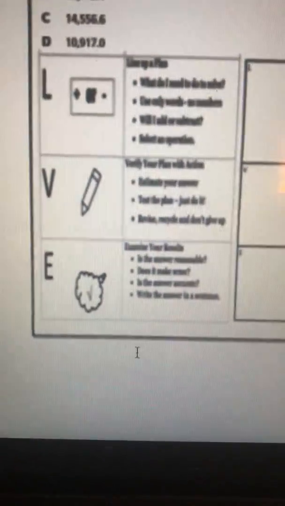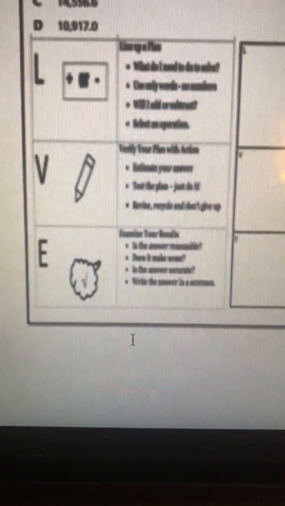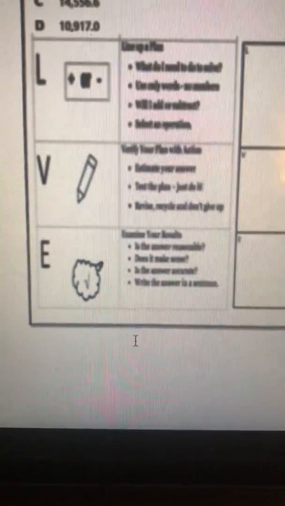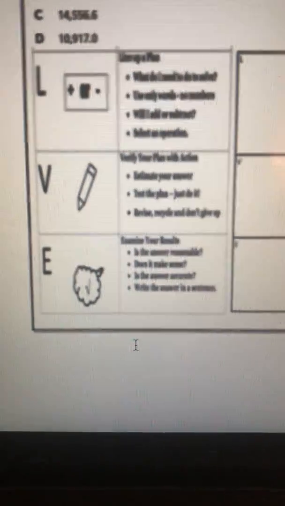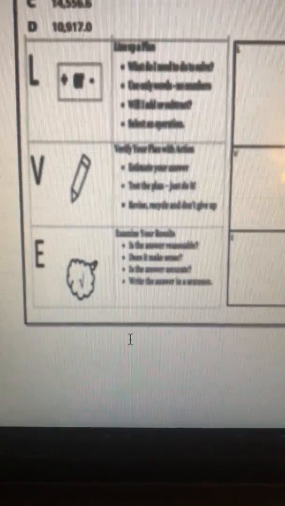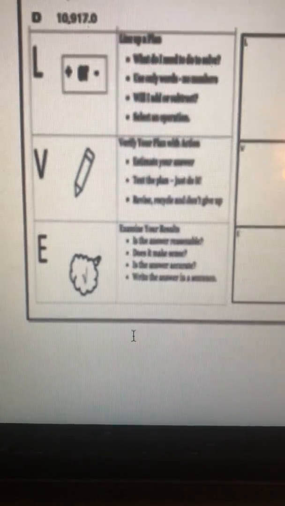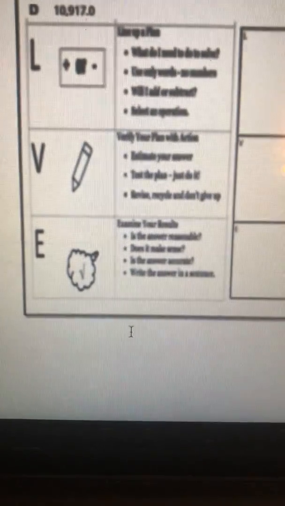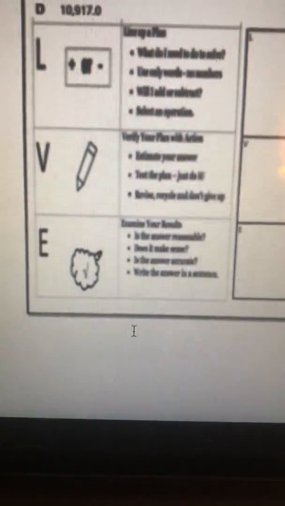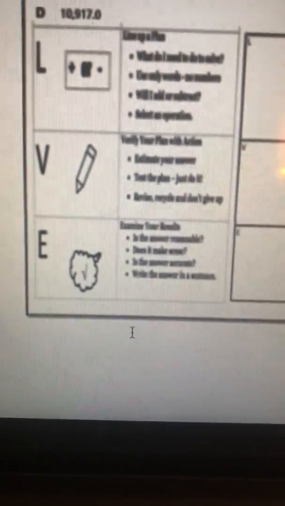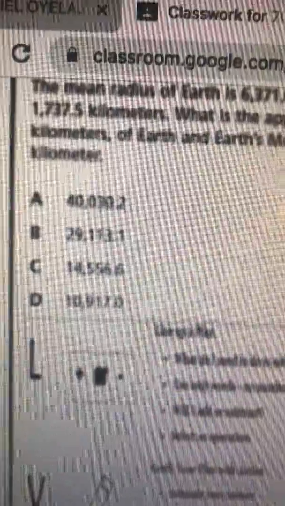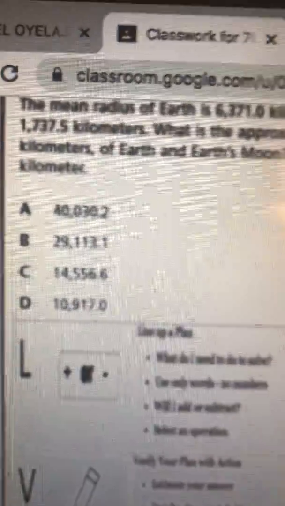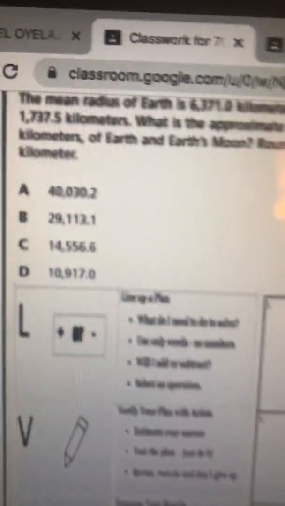You would want to make sure you do your E step, which is where you examine your results, right? You want to make sure that you put your answer in a sentence. So my sentence would be the difference between the Earth and the Earth's moon would be 29,113.2 kilometers. And if you want to say about that, because our answer is definitely reasonable given the choice of 29,113.1, only 1/10 off. Okay? All right, so I'm going to erase my board.